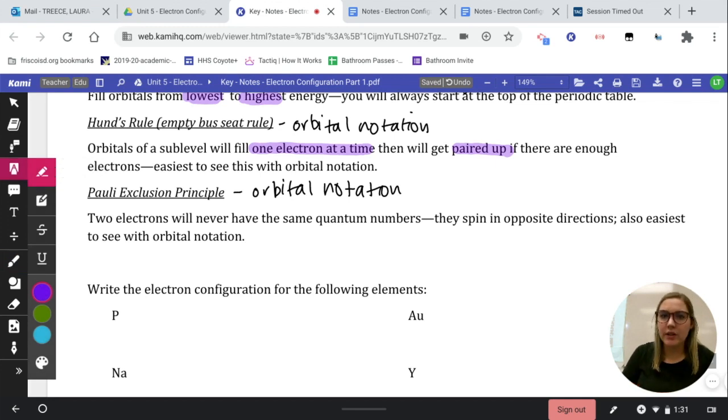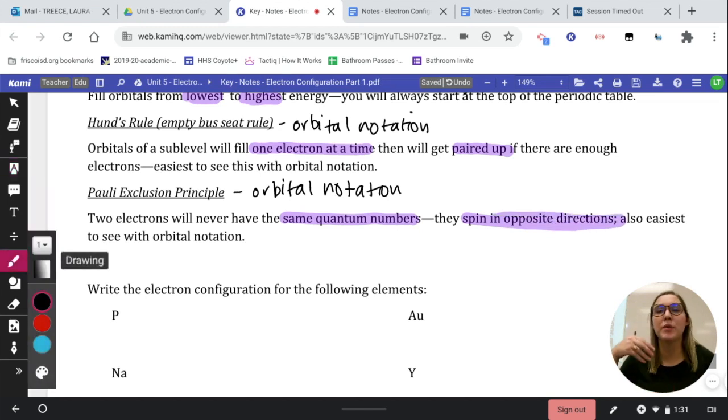So electrons are never going to have the exact same quantum numbers. What that means is that electrons are going to spin in opposite directions. What that really means for us is that in orbital notation, we represent electrons with arrows. So one arrow is going to be pointed up and one arrow is going to be pointed down. Okay, so now we are actually going to write some electron configurations.